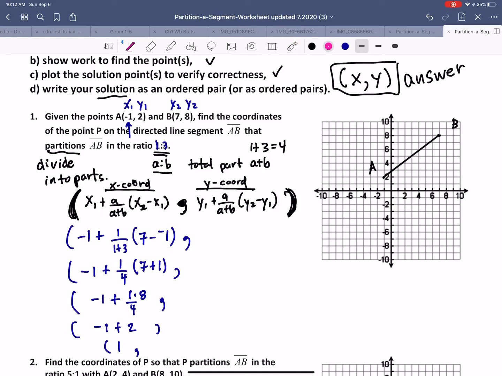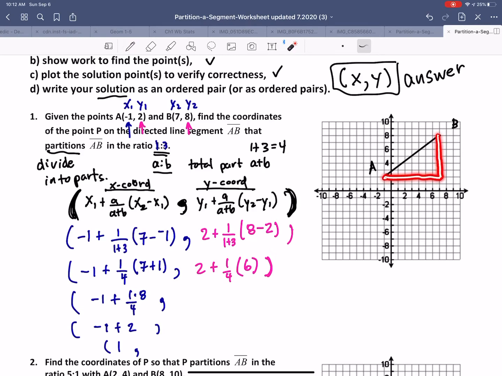Now let's focus on the y. So the y values are 2 and 8. So y1 is 2. Still a over a plus b is the same. y2 is 8, and we subtract the y1. All right, so cleaning this up, we want to go a quarter of the way there, and we have a total of 6. So if you did it the video 2 way, this is 6, and if you cut that in 4s, notice that's about 1.5 of the way there. 1.5 is 1/4 of the way there.